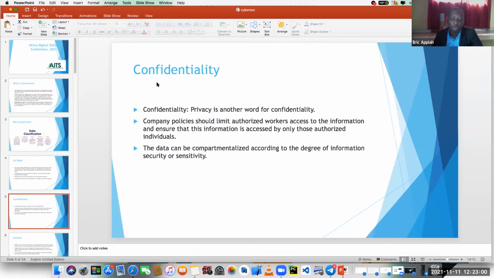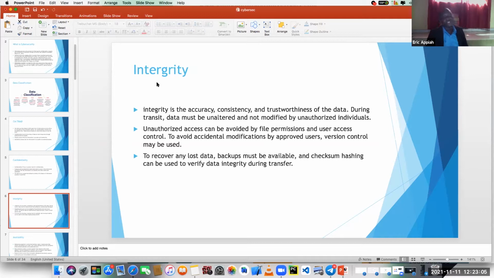Integrity is the accuracy, consistency, and trustworthiness of data. What we mean by that is that if I send information to you, we should be able to know that the information I sent is the exact information you are receiving, and that the information has not been intercepted, modified, or altered by any third party.